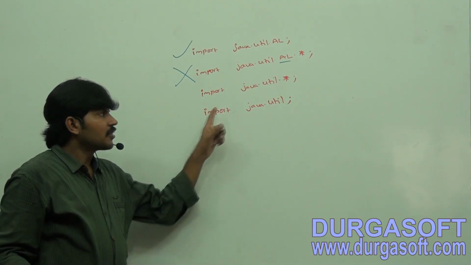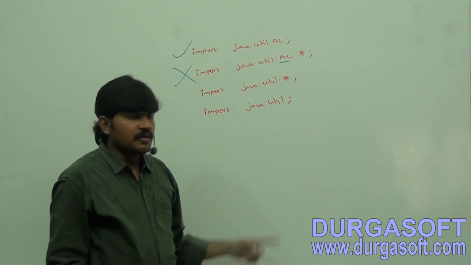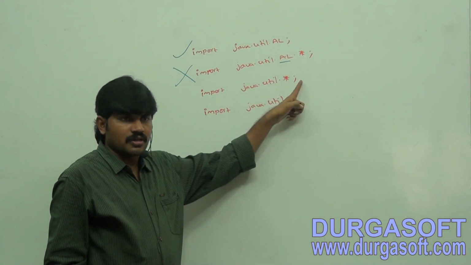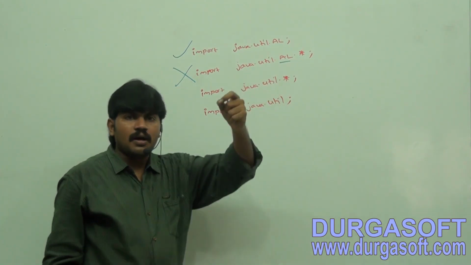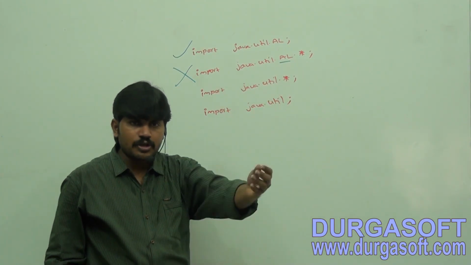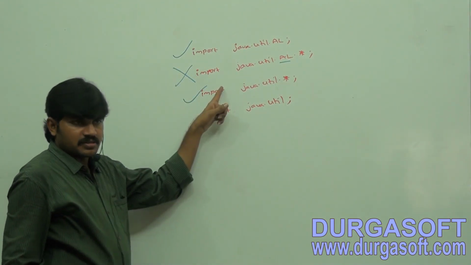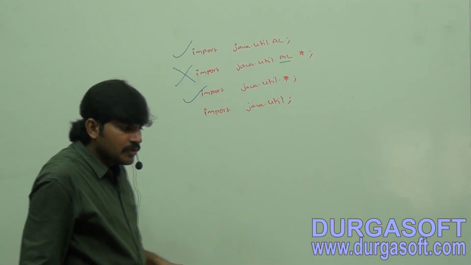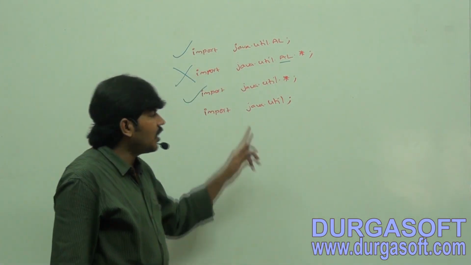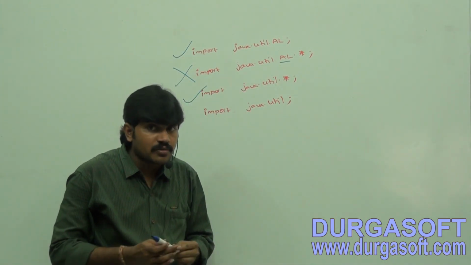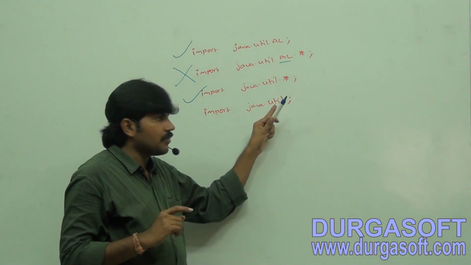Are you getting it? Third one, is it meaningful or not? java.util.*. Sir, in the util package, all classes and interfaces are imported. This one is meaningful, an implicit class import. Fourth one, meaningful or not? No. Sir, after the package name, what is compulsory to take?